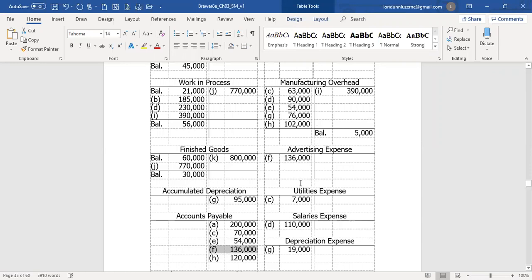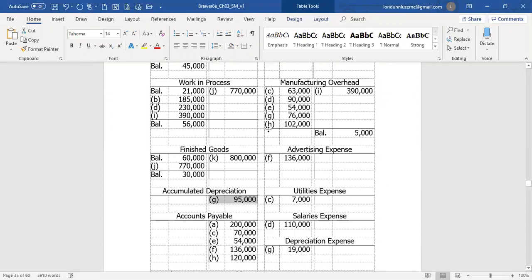Journal entry G, the depreciation related to equipment in the factory is debited to manufacturing overhead. The depreciation related to equipment for selling and administrative part of the business is debited to depreciation expense, and then accumulated depreciation is credited for the total.